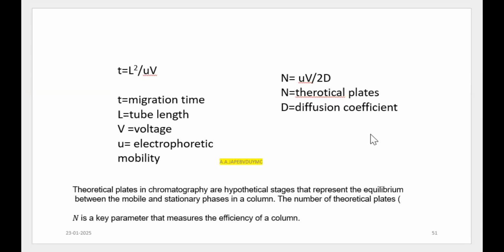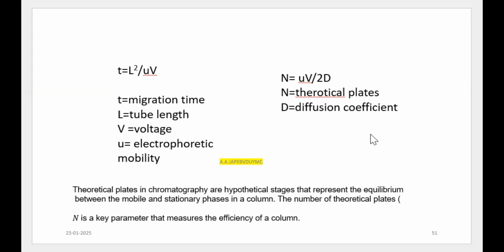Secondly, we say that a very high voltage is applied. So the greater the current, the faster the mobility, but at the same time, the more heat is generated. So in practical terms also, you have to work within certain limits. So voltages of about 10 to 50 kilovolts for capillaries up to 100 centimeters are commonly used.